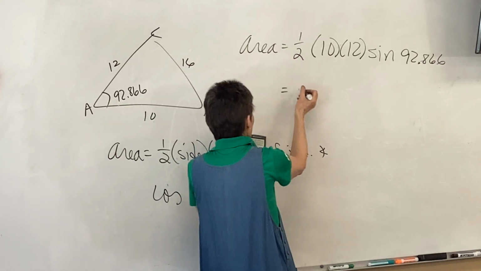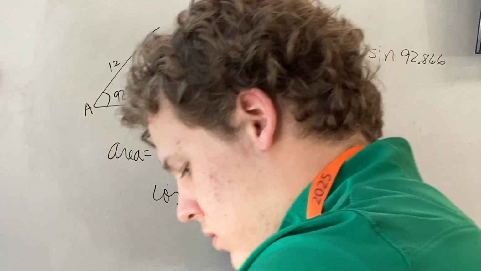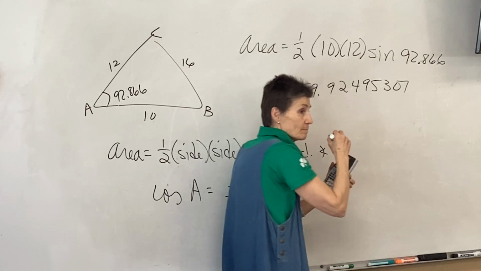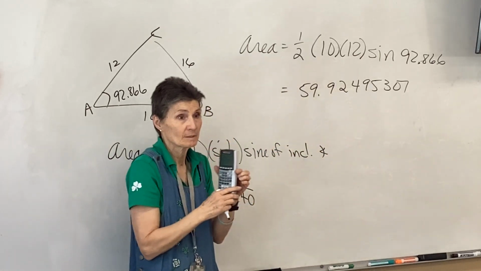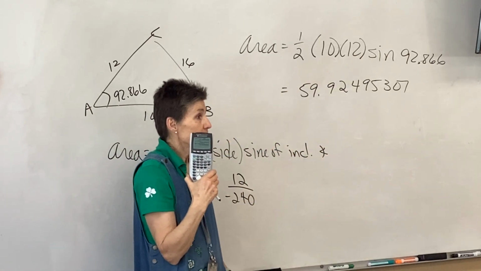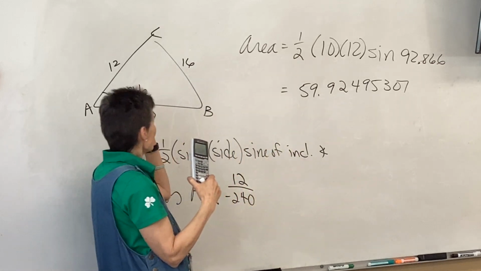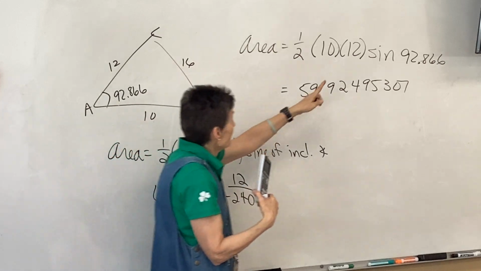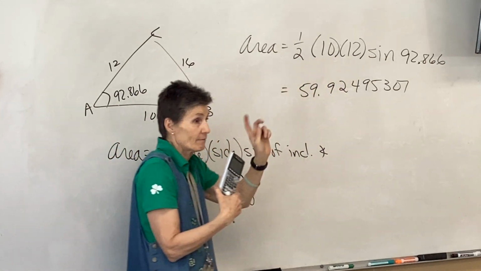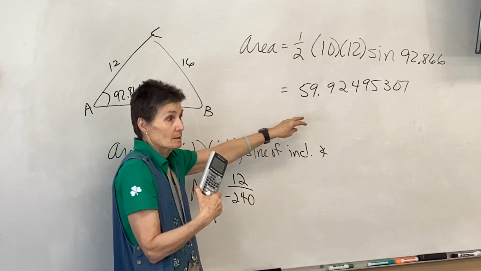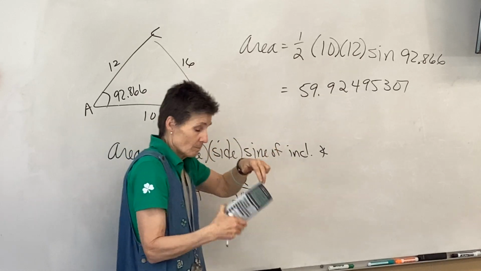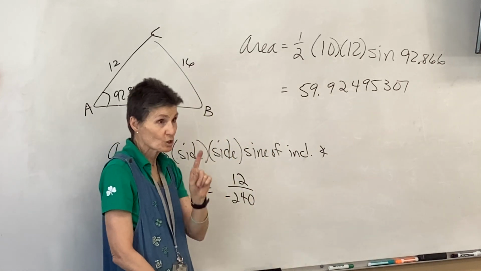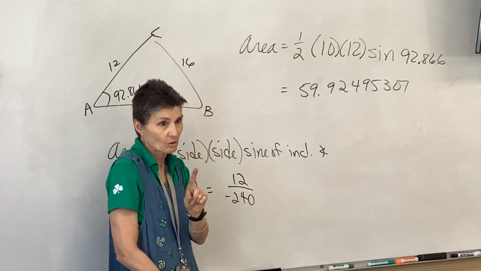And for your area, did you get 59.92495307? I wrote that all out for a reason. Okay, so I had this angle on my calculator, but I didn't round it off. I just took the sine of it and then multiplied it by 12 and 10 and a half. And that's what I got. Okay? Now, that is absolutely a-okay. That's the correct answer, but I want to show you something that I think you're going to like.